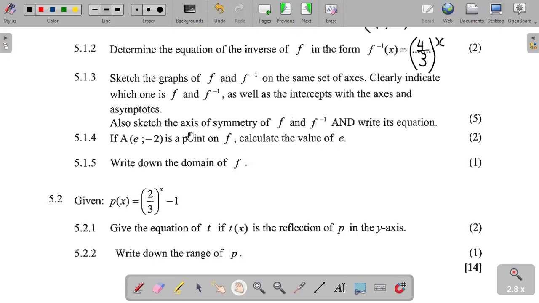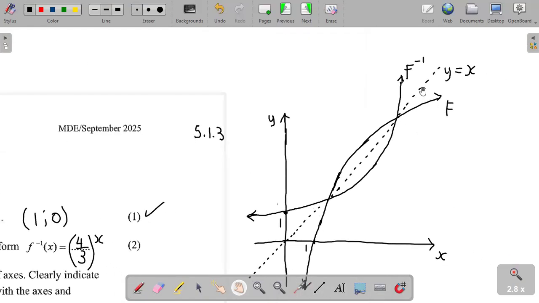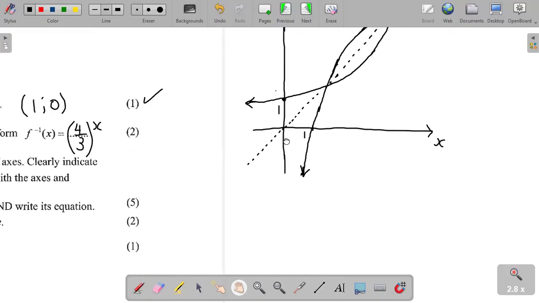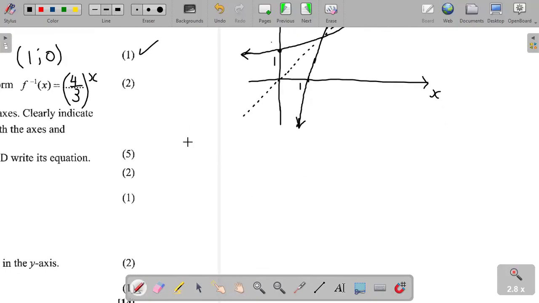Also sketch the axis of symmetry of f and f inverse and write the equation. Yes, the axis of symmetry is this. It's the line of reflection, and the name of this line is y equals x. So let's move on to 5.1.4.